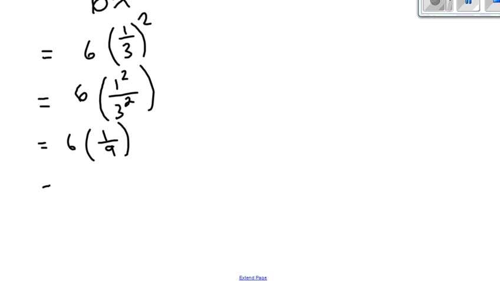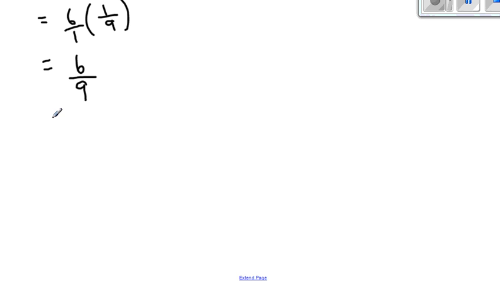So now that I finally dealt with the exponent, I now have multiplication. So I'm multiplying 6 times 1/9. If you're multiplying and a fraction's involved, then you multiply the numerator times the numerator and the denominator times the denominator. And of course, we would never leave a fraction unsimplified. So divide top and bottom by 3, and you get a final answer of 2/3.